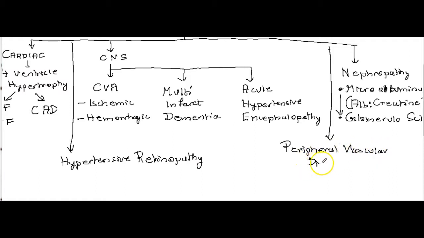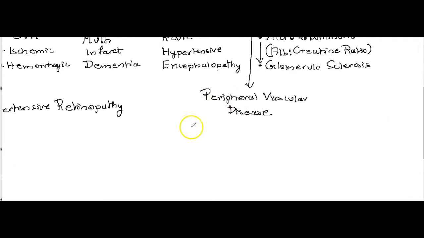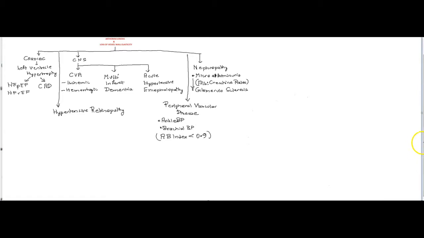A good way to screen for peripheral vascular disease is to look at the ankle blood pressure and compare it to the brachial blood pressure. Normally the blood pressure in the ankle is higher than the blood pressure in the upper limb. So when you calculate the ankle brachial index, that is ankle blood pressure divided by brachial blood pressure, in normal individuals it is more than 1, but in people with peripheral vascular disease it is less than 0.9. So this is another use of blood pressure to screen for one of its complications.